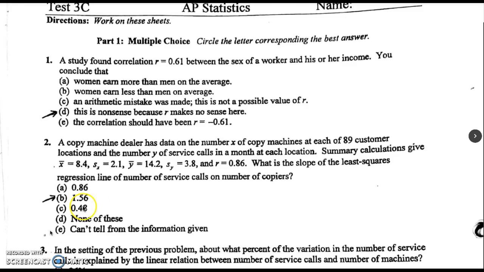The reason that r makes no sense is because one of the variables is the sex of the worker, which is a categorical variable, and you cannot calculate correlation when there are categorical variables. Income is a quantitative variable, so that would be okay, but if you have a categorical, you can't do correlation. They have to both be quantitative variables.